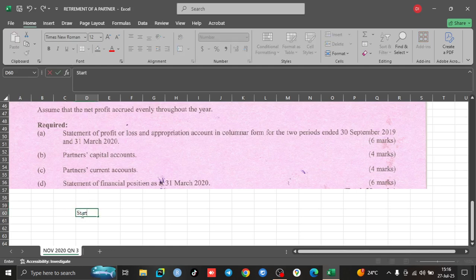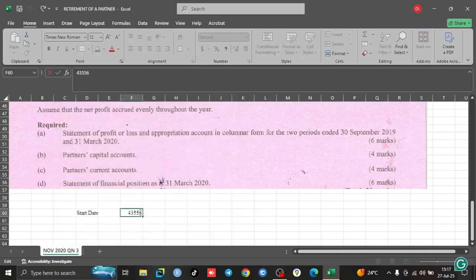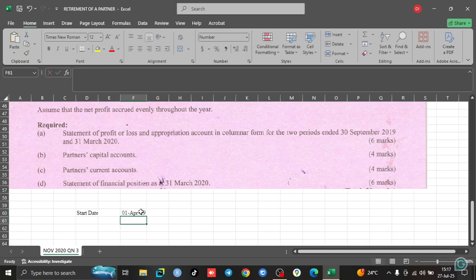So the start date is not the 1st of March, it is the 1st of April 2019. That's the date we are reporting, the start date of this reporting. I have to format that into a date, 1st of April 2019. So that's the start date.